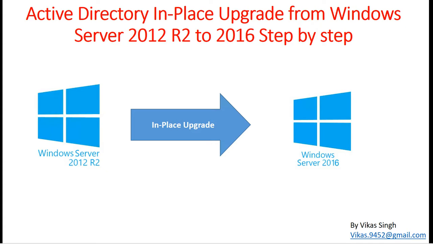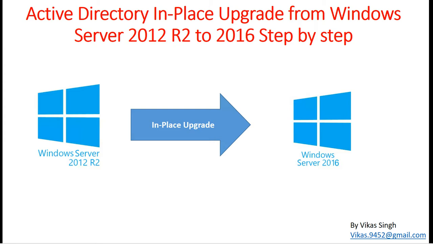In this video I'm going to show you how we can do an in-place upgrade for Active Directory from Windows Server 2012 R2 to 2016. I have already created videos on upgrading Active Directory from 2008 to 2012, 2012 to 2016, and up to 2019. Mainly, everything from 2008 migrated to 2019 related to Active Directory. So why am I creating another video? Because I'm going to show you an in-place upgrade.